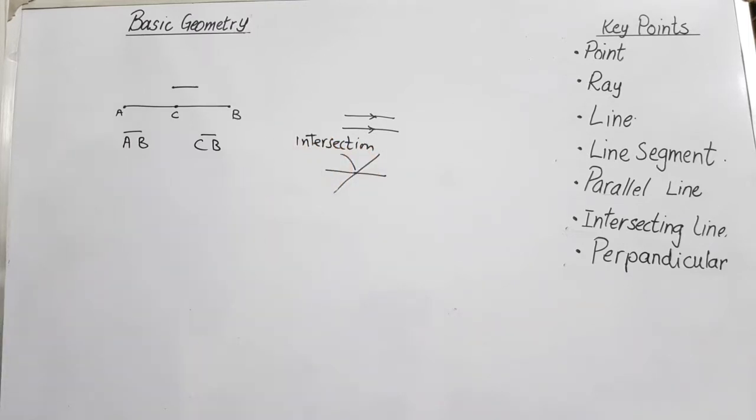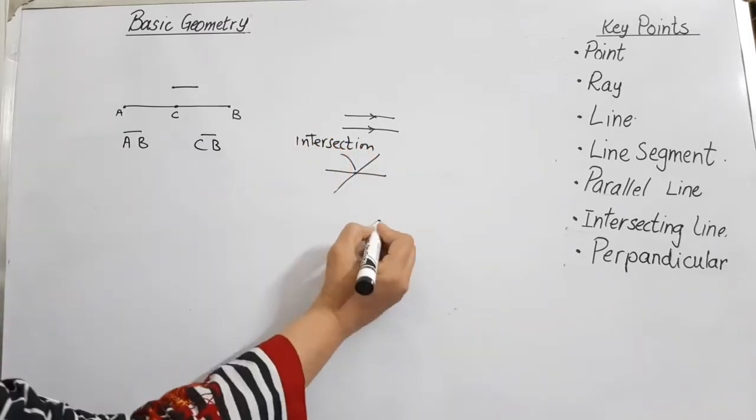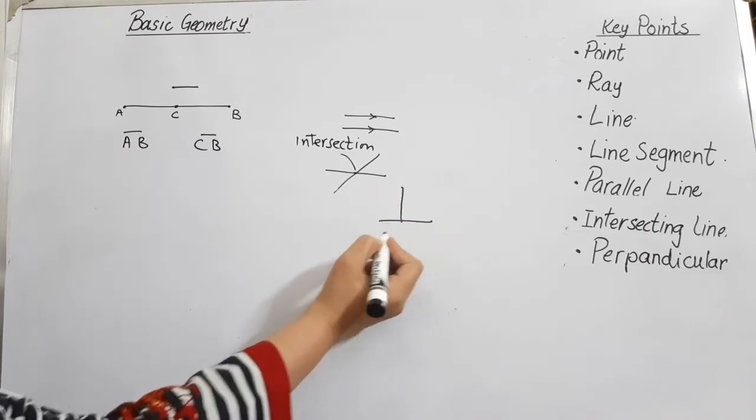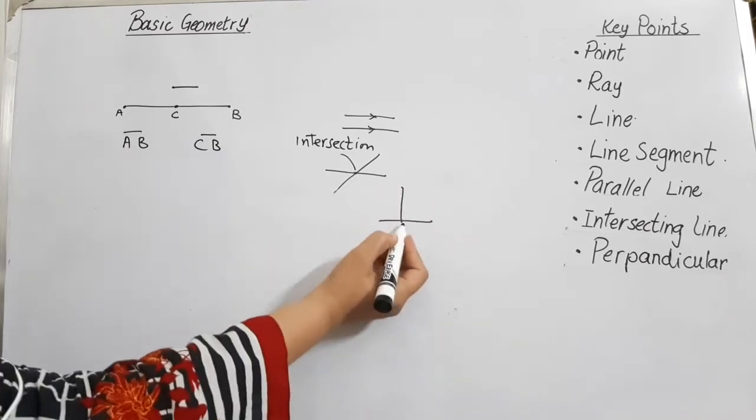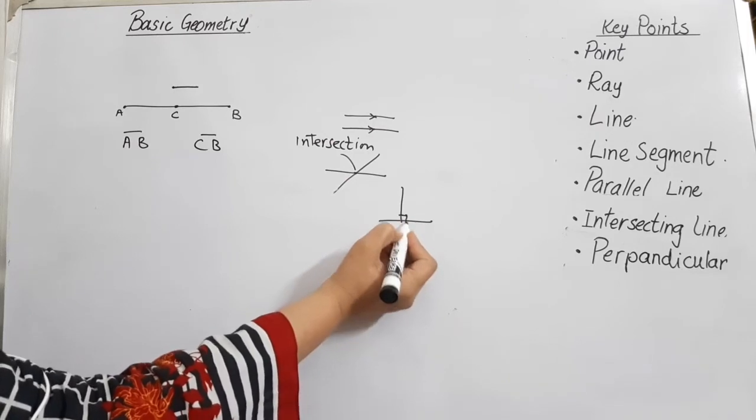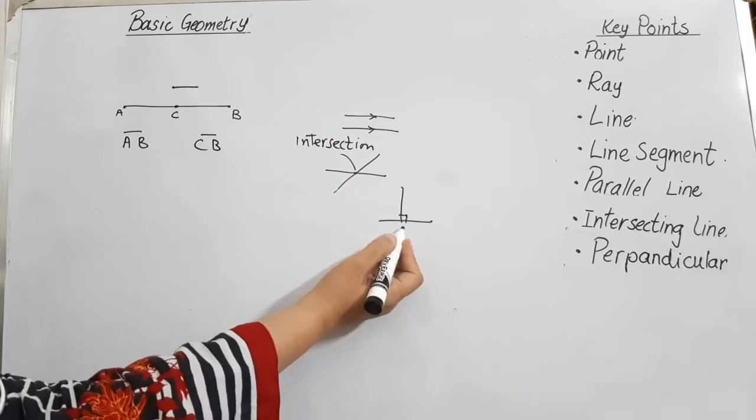Point of intersection, and this is called the perpendicular line. When two lines meet at 90 degrees, then they are called perpendicular lines.